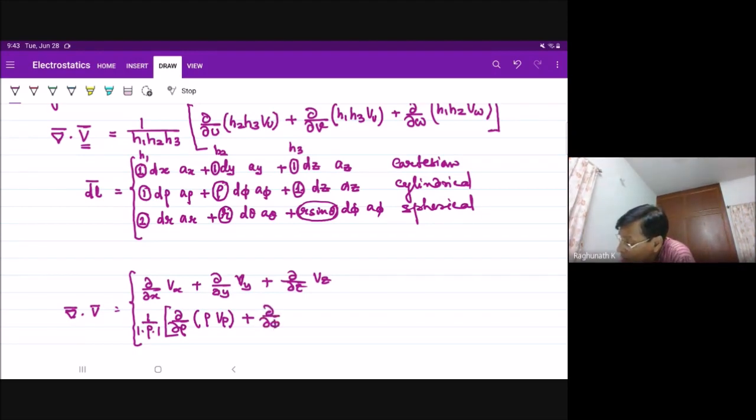Next, dou by dou phi of H1 H3, which are ones, right? Because of which it is straight away V phi. Plus dou by dou z of H1 H2, which is rho, same. Dou by dou z of rho Vz. 1 by rho totally, at any point rho phi z.